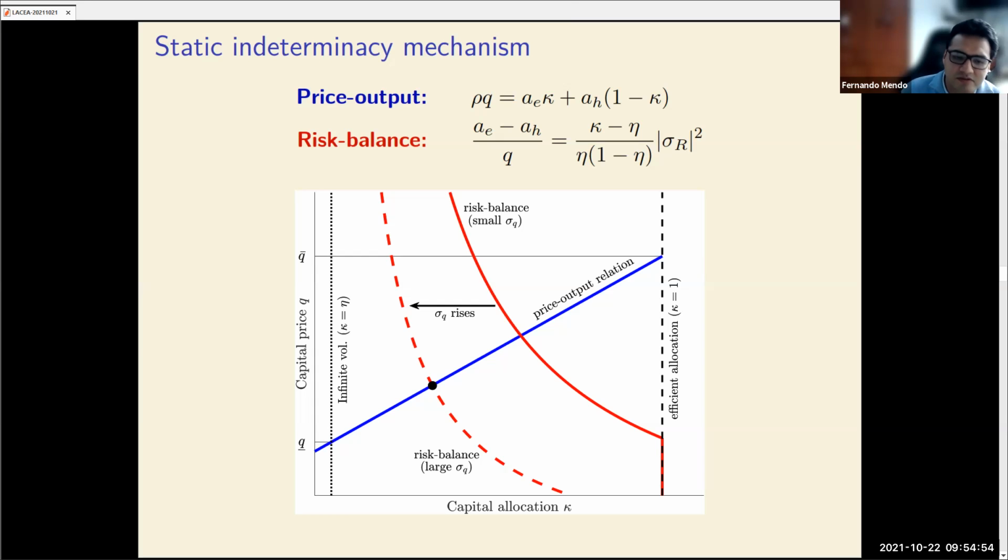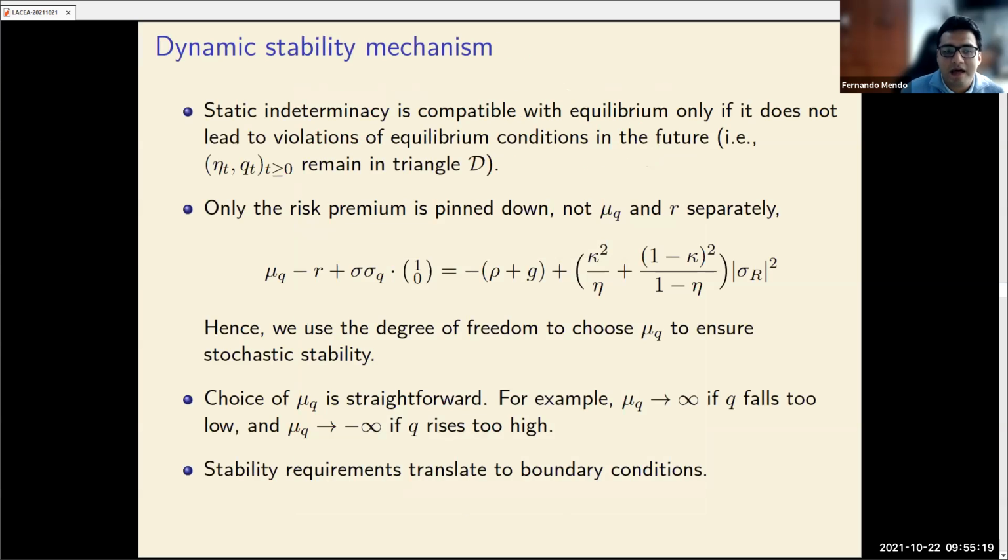It's also important to check that this static multiplicity has a dynamic stability, meaning that it's not going to lead to a path that violates equilibrium conditions at some point. The way to do that is equivalent to saying that you have to check that the dynamics do not leave the triangle that I drew in the previous slide. And that's going to be relatively easy in this kind of model.